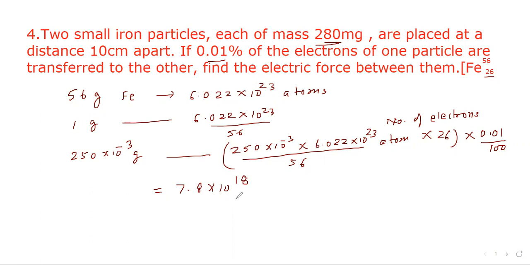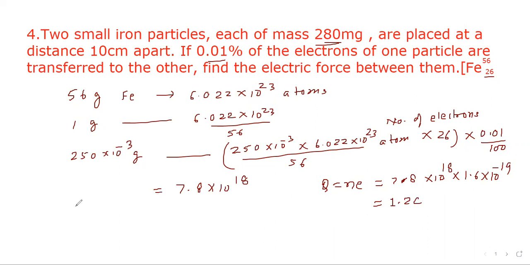Now, let's calculate the total charge. We know that on each electron, the charge is 1.6 into 10 to the power minus 19 coulomb. So total charge Q will be equal to Ne. If we multiply this 7.8 multiplied by 10 to the power 18 times the electronic charge, 1.6 into 10 to the power minus 19 coulomb, this will become around 1.2 coulomb. So we have got the charge.